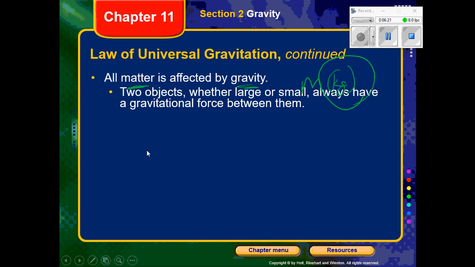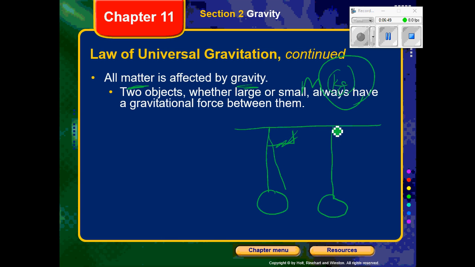Two objects, whether large or small, always have a gravitational force between them. So you and the desk, you and your pencil. In fact, there used to be a big lab in Europe, and they'd have a big massive ball hanging from a string at a right angle. Then when they put another ball in there, it was no longer a right angle, but these balls actually came a little bit closer to each other. I'm drawing this as if they're really close, but they're not. But there was a measurable difference in the angle. It wasn't just straight down, which showed that there was a force of gravity between and attracting these two balls to each other.